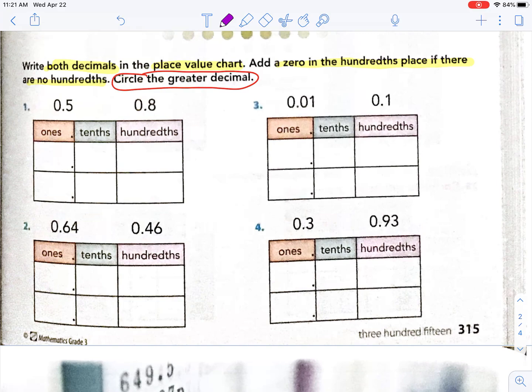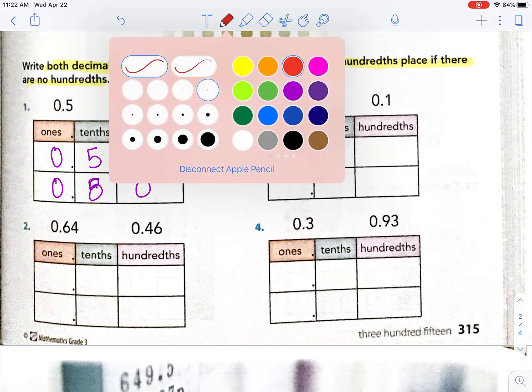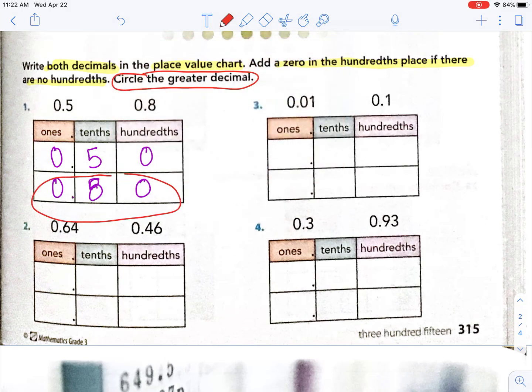So first step, put both decimals in the place value chart. So we have 0.5. And what did it say about the hundredths? If there's no hundredths, what do we do? Put a 0 there. And 0.88. Which one is bigger? Think about it in dimes, boys and girls. What's more, 8 dimes or 5 dimes? What's more? 8. So I'm going to circle this right here.